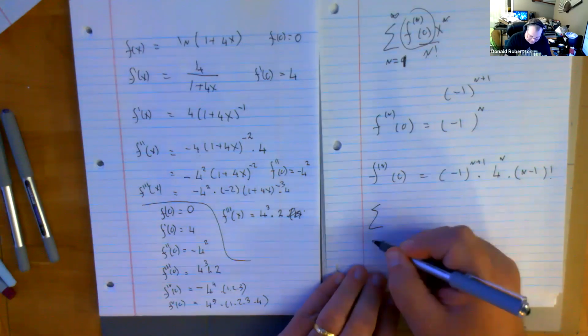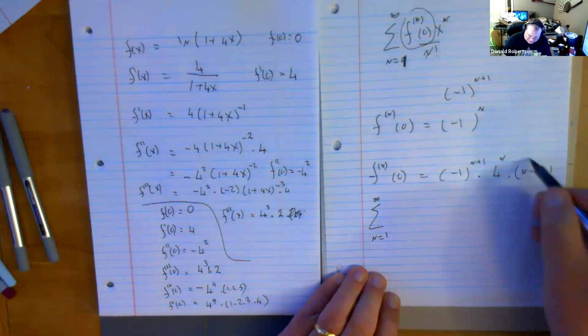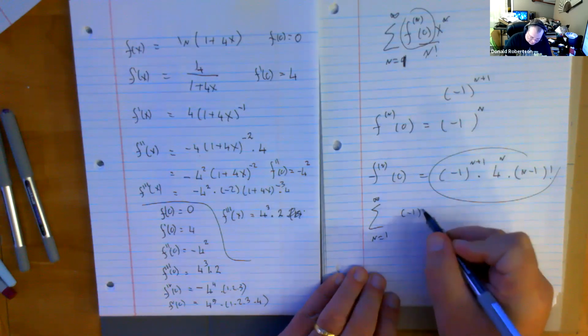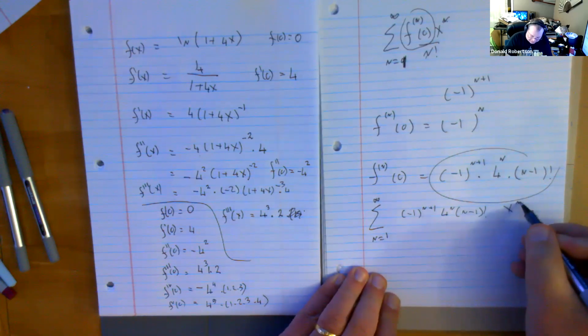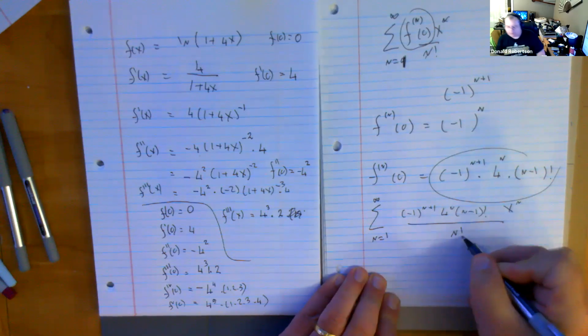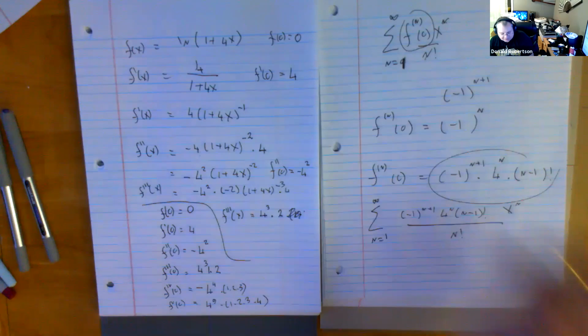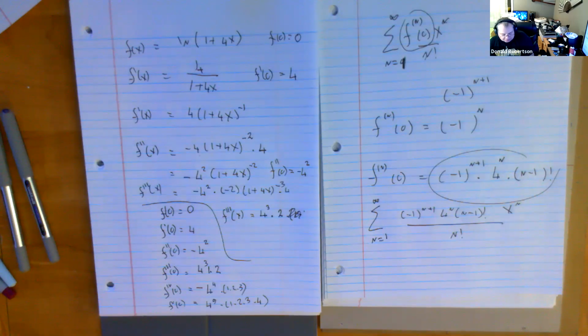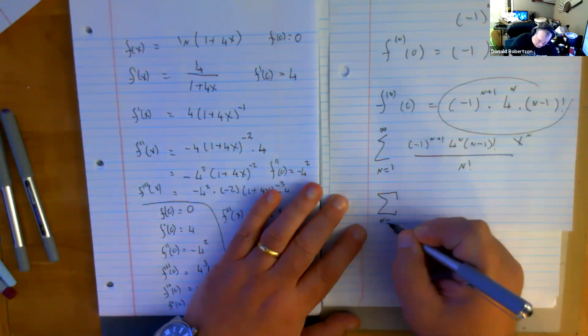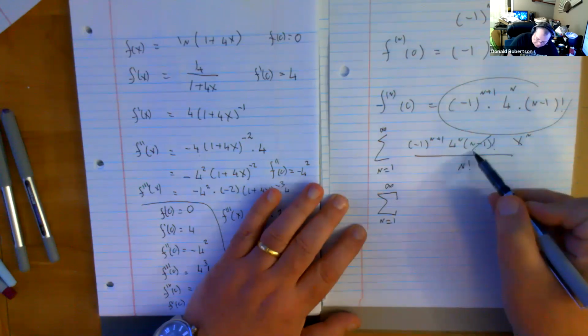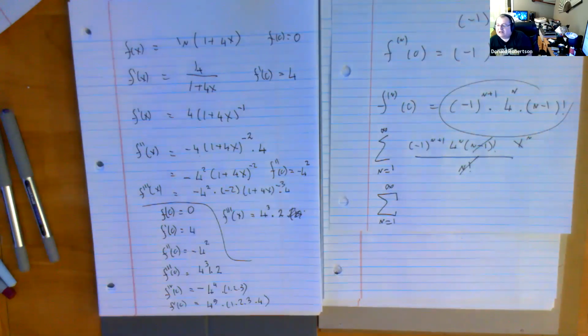So our fella is the sum from n equals 1 to infinity of the nth derivative at 0, x to the n, all divided by n factorial, right? Because it's part of the formula. And not uncommon for this to happen. Is there some cancelling I could do here? Some simplification? Can n minus 1 factorial cancel with n factorial? How about that? Yes.